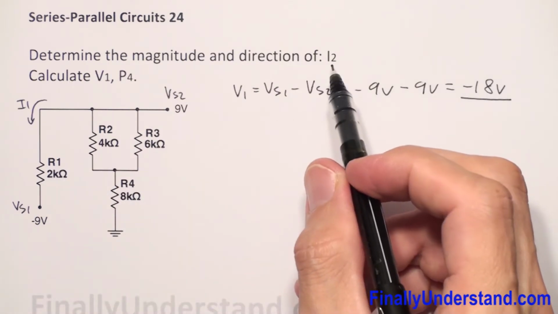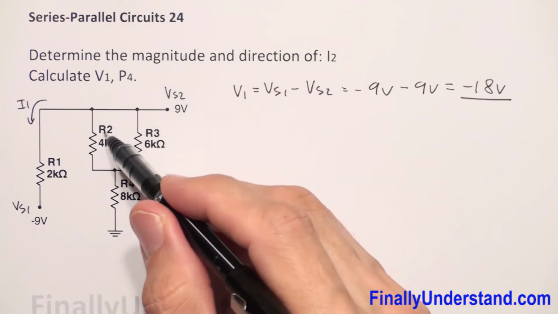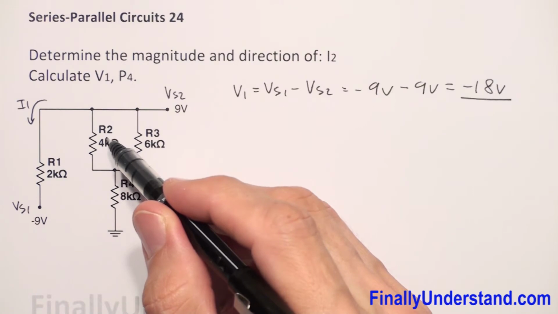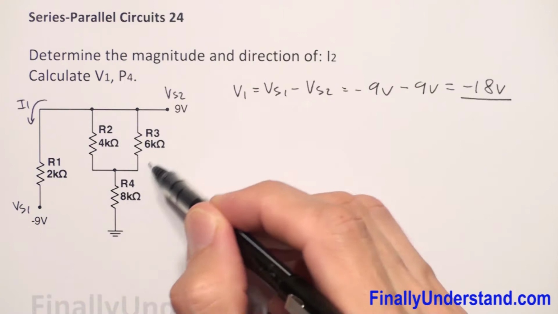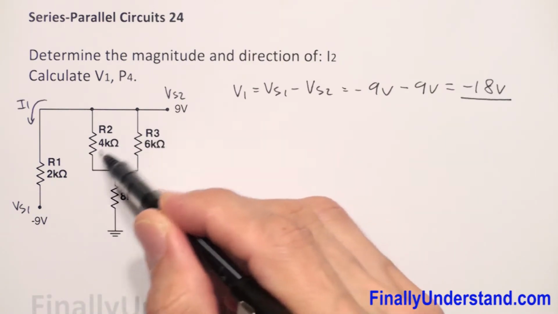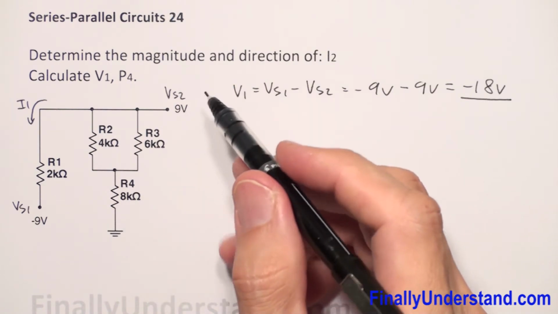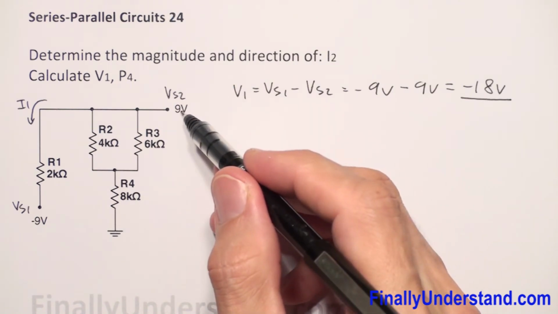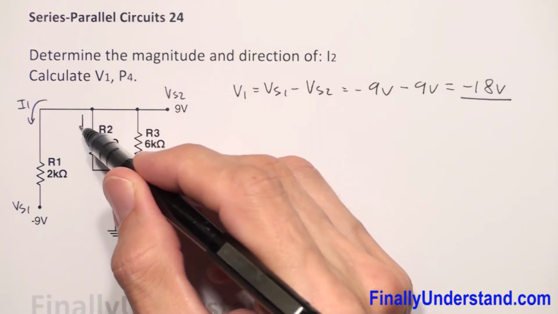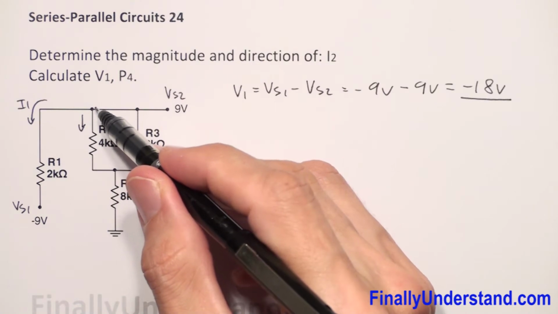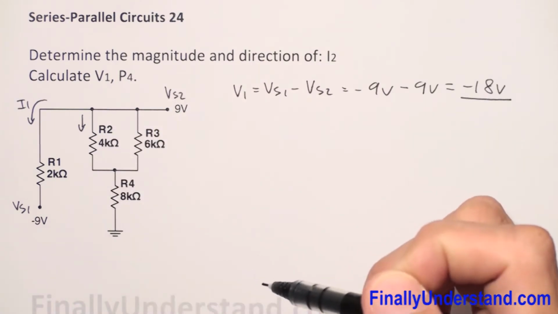So right now we're supposed to find current I2. Current I2 is the current which will flow through the resistor R2. Resistor R2 is part of this network over here, which is connected to the ground. 9 volts is connected directly to this resistor, so current for sure is going to go this way, because it goes from 9 volts to 0 volts, from the higher potential to the lower potential.